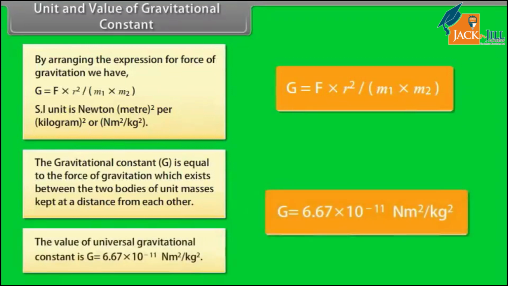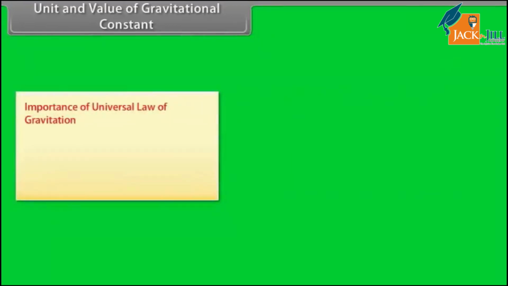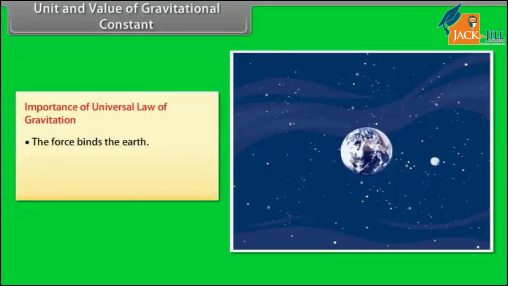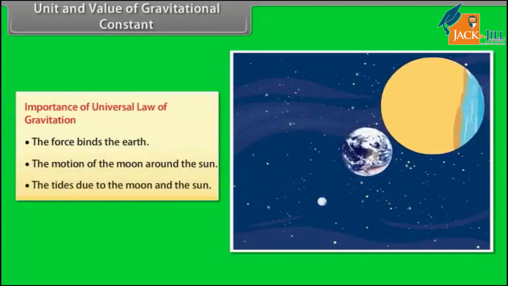The value of the universal gravitational constant is G equals 6.67 into 10 raised to the power minus 11 newton meter squared per kg squared. Importance of the universal law of gravitation: the force binds the earth to the sun, and explains the motion of the moon around the earth and the tides due to the moon and the sun.